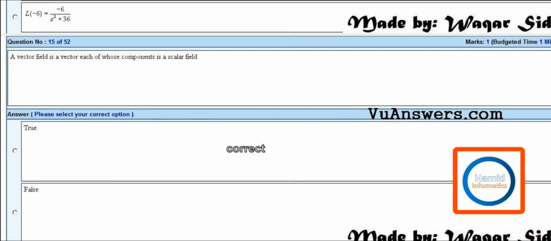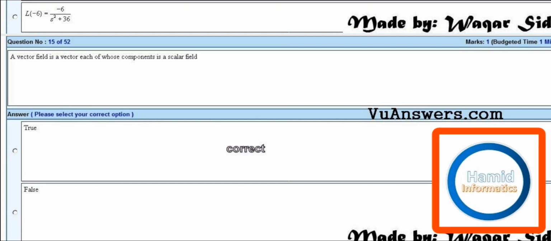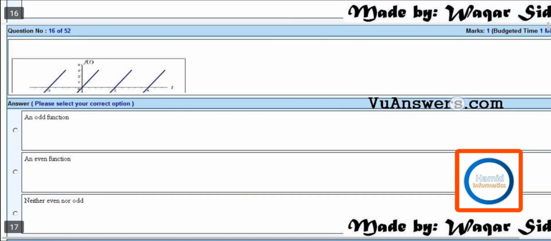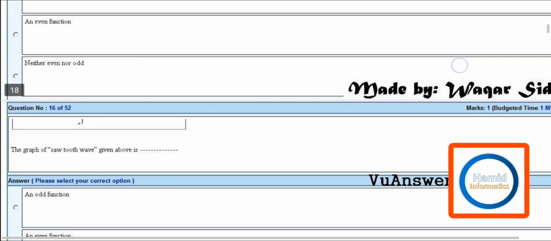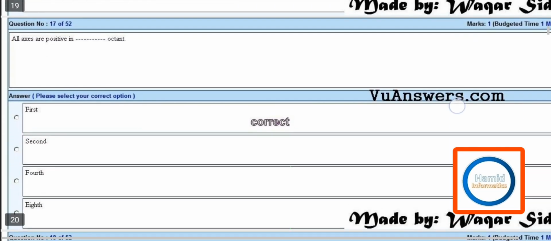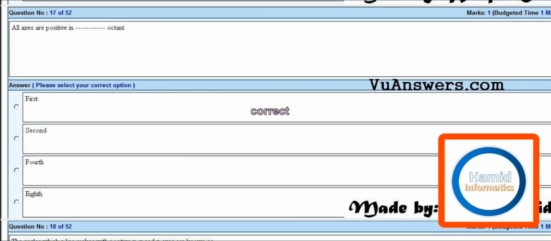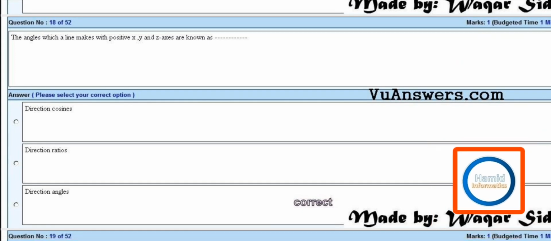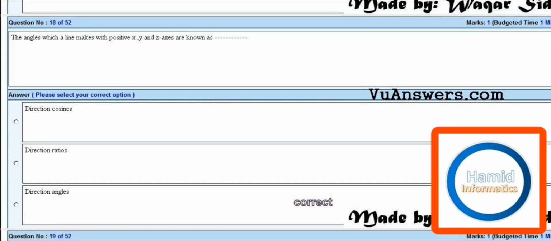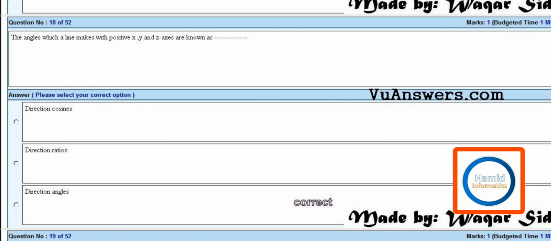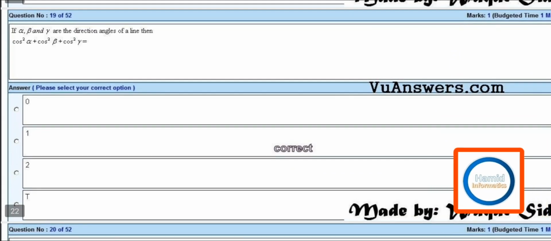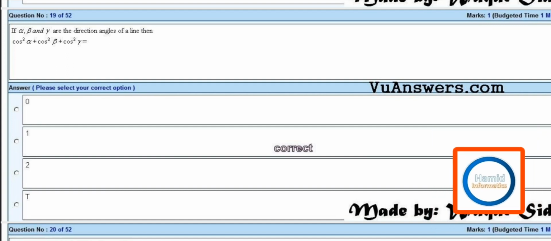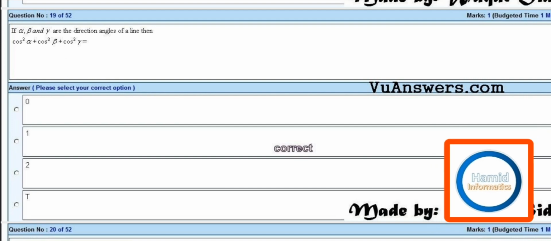A vector field is a vector each of whose components is a scalar field. True. There is a figure, so skip this. All x's are positive in dash octant. First octant. The angles which a line makes with the positive x, y, and z axes are known as direction angles. Next is, if alpha, beta, and gamma are the direction angles of a line, then cos square alpha plus cos square beta plus cos square gamma is equal to 1.